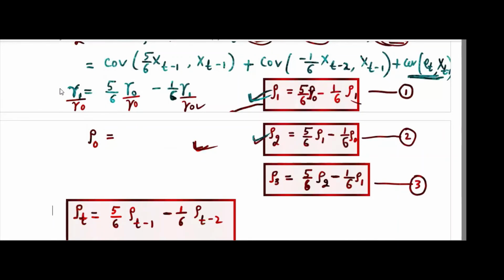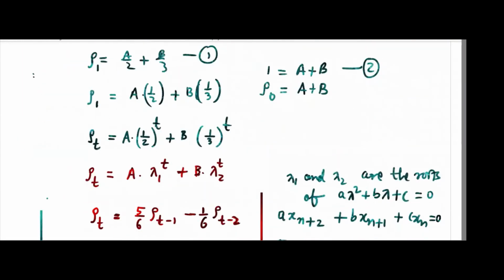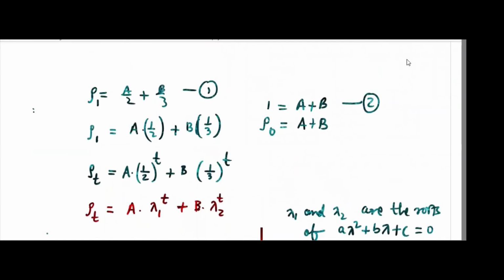You can bring row 1 this side. This will be 1 plus 1 upon 6 row 1, 7 upon 6 row 1, is equal to 5 upon 6 row 0. Row 0 is 1 anyway, so I'm not writing anything. You can cancel this also. So row 1 will be equal to 5 upon 7. I'll replace it by 5 upon 7.